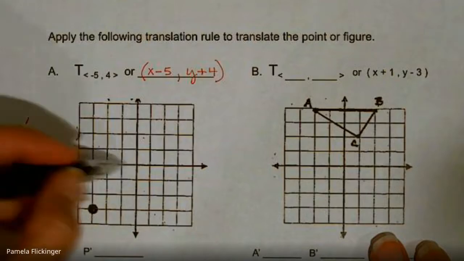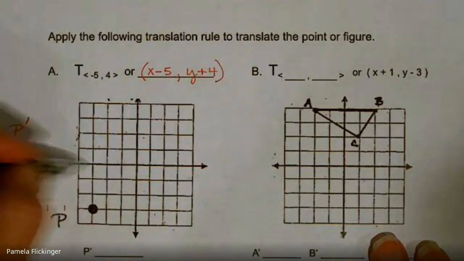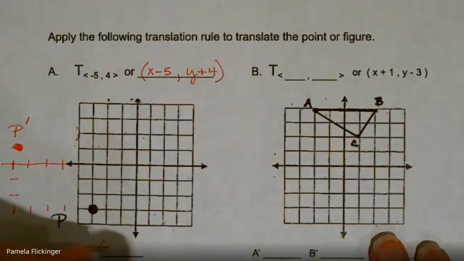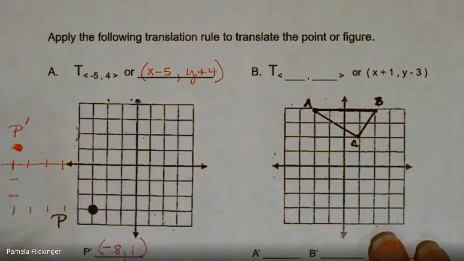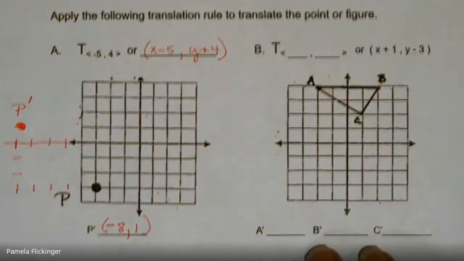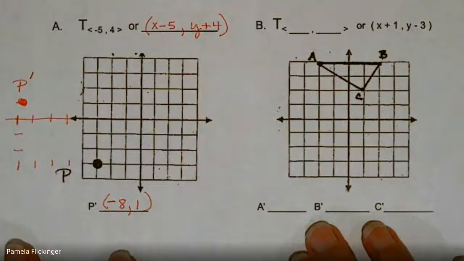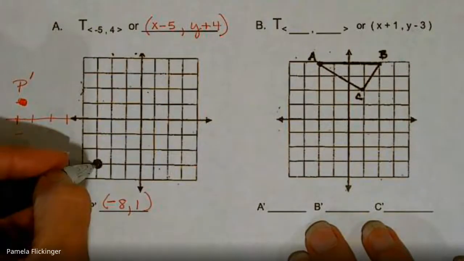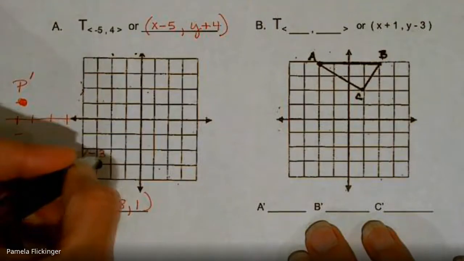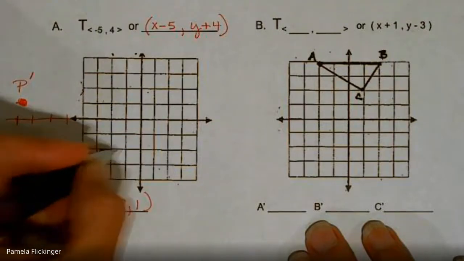So let's see, this was 1, 2, 3, 4, this would have been 5, 6, 7, 8, and then we went up just 1. So P prime is -8, 1. All right, the other thing, if we know this ordered pair, 1, 2, so this was -3, and then 1, 2, 3, -3.